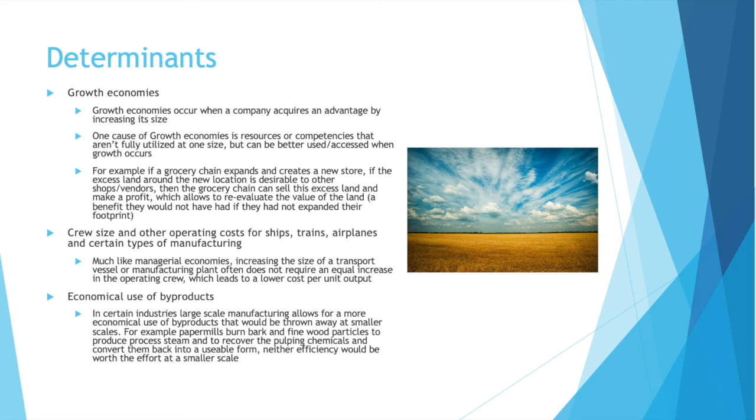And finally, depending on the area of business, sometimes you can have an economical use of byproducts as your production goes up. One example would be in the paper industry. Paper mills can burn bark and fine wood particles to produce process steam and to recover some of the pulping chemicals as well. It's not advantageous to do this cost-wise until your production hits a certain volume.